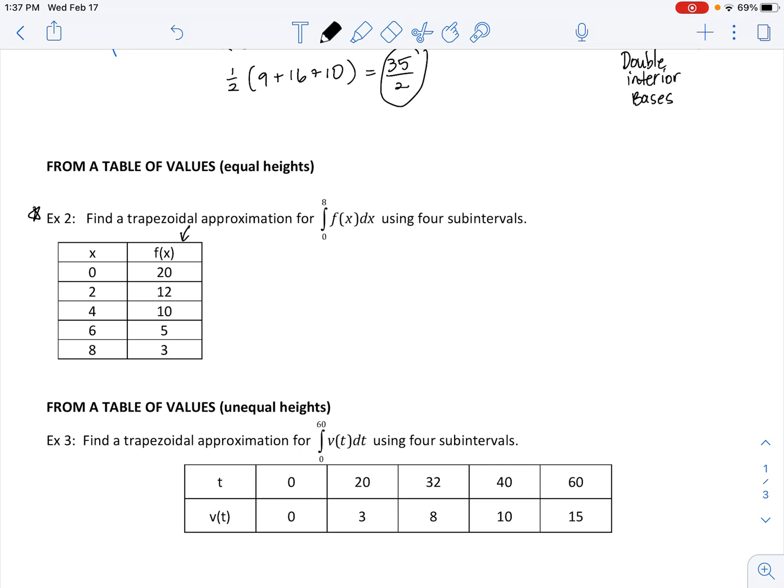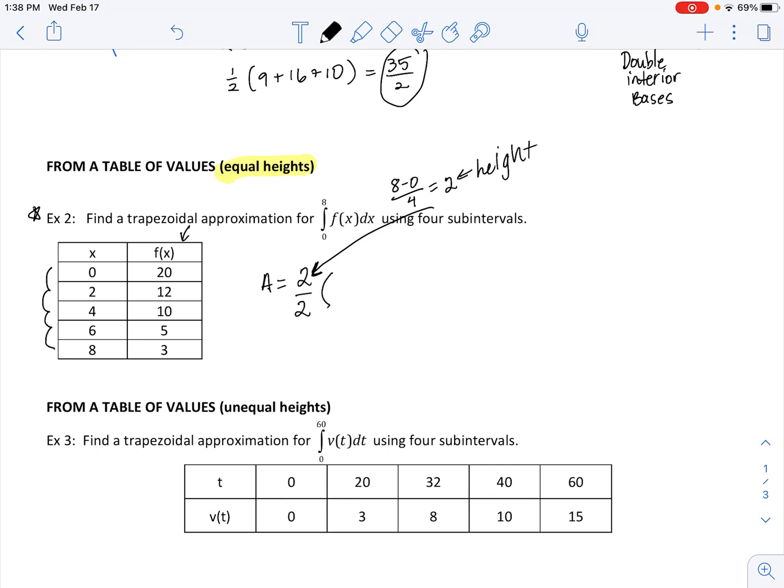As it says here, these are all equal in height. I can tell that because the change in x in each of these values is 2 units. So if we do b minus a divided by 4, every trapezoid is going to be 2 units tall. So my area is going to be 2 over 2. I'm going to write that out because this is the height that I calculated.